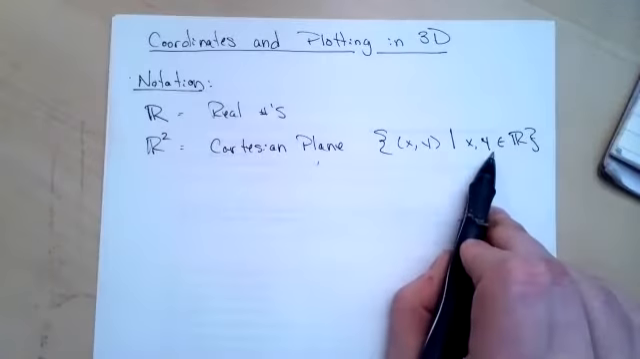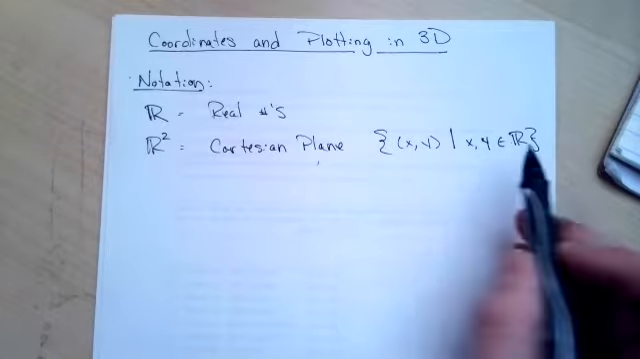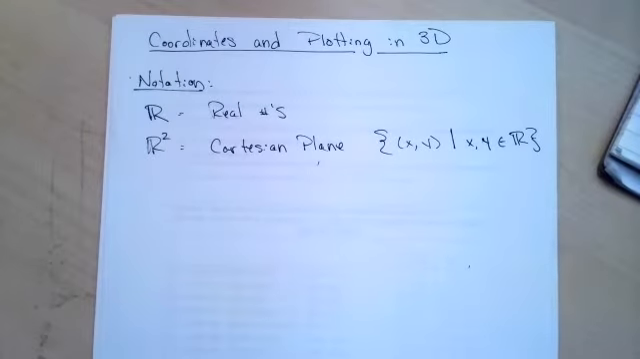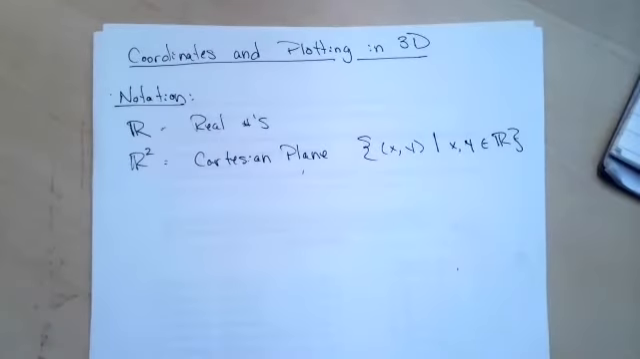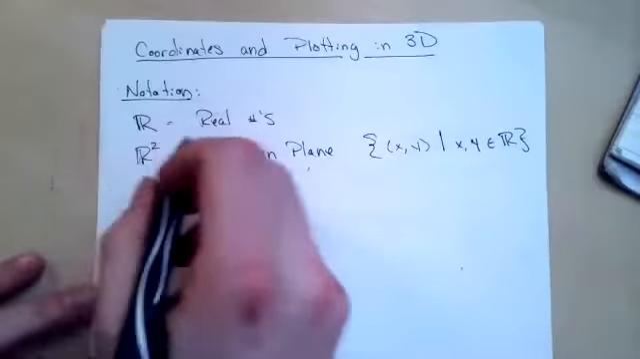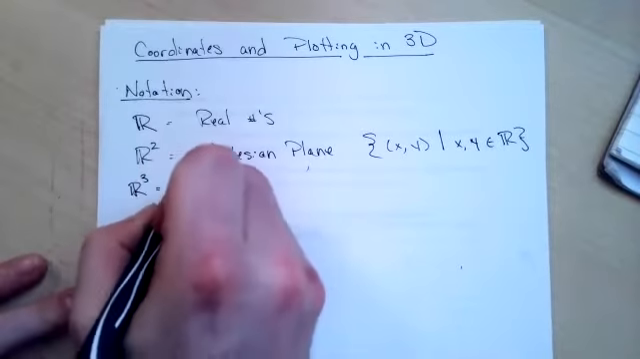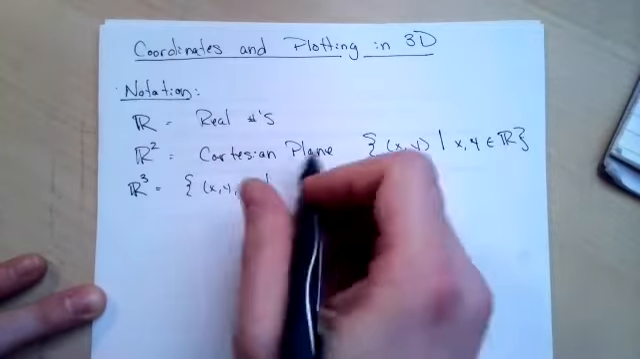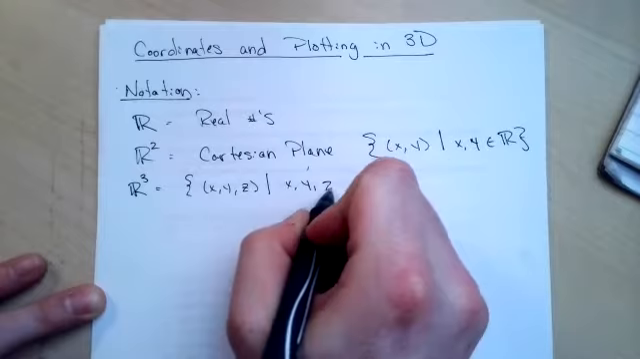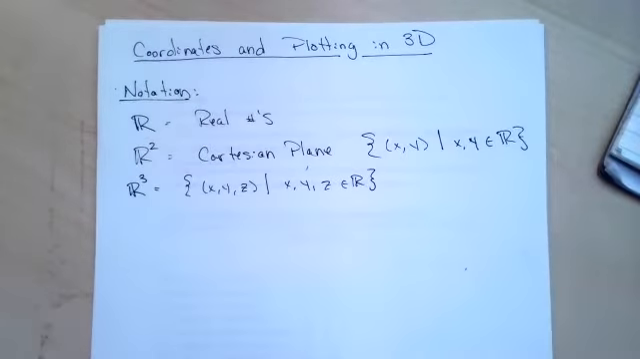Another math symbol that might come up is this one here. Think of it like an E or some fancy script E. It means element. So x and y are an element of R, or x and y belong to R. Essentially just saying that x and y are real numbers. And then R3 is our 3-dimensional space. This is going to be our set of x, y, and z, such that x, y, and z are in R.